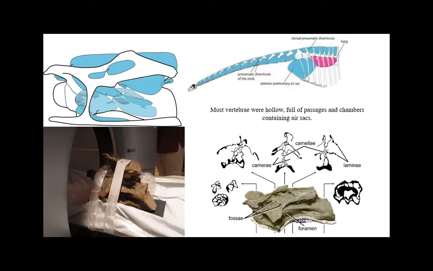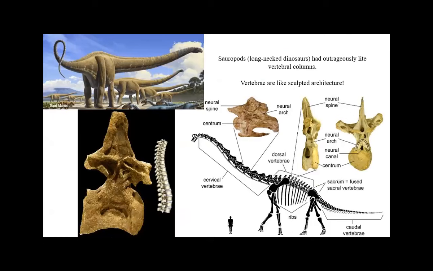So its limbs, the limbs of these animals are massive columns. We're going to talk about that next week. But the backbone is very delicate and as big as it can be while retaining its strength.